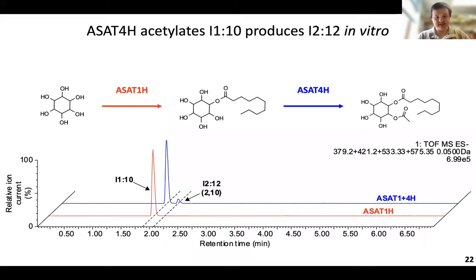Now, this is consistent with other ASAT4 homologs in which they typically use acetyl-CoA, but they're generally localized towards the end of the pathway. So the acyl acceptor is different. Oftentimes in tomato, for example, it's acylating a triacyl sucrose that I mentioned. But this enzyme seems to have shifted forward in the pathway, or at least in the in vitro pathway, its ability to use these substrates shifted forward.